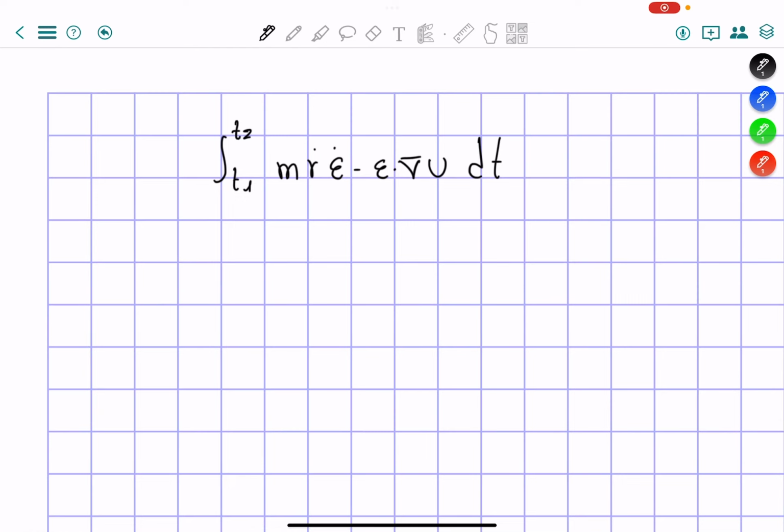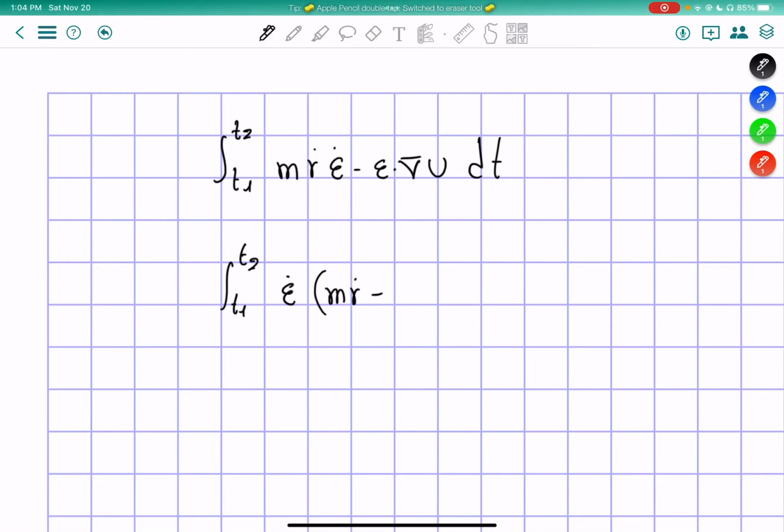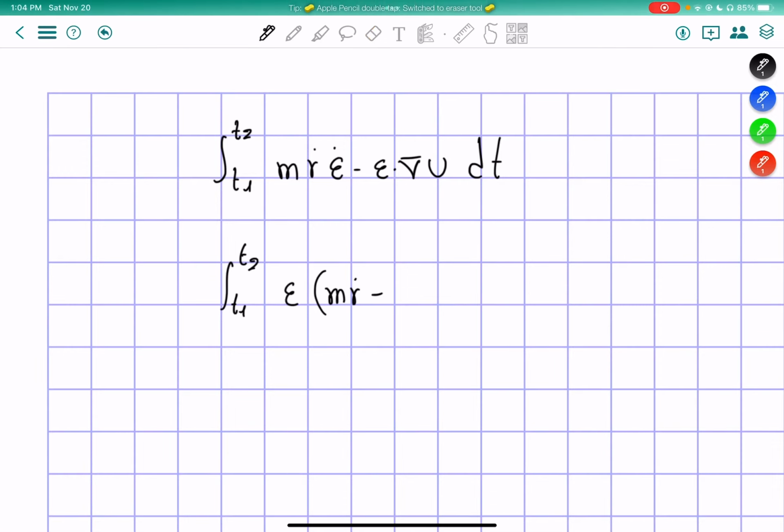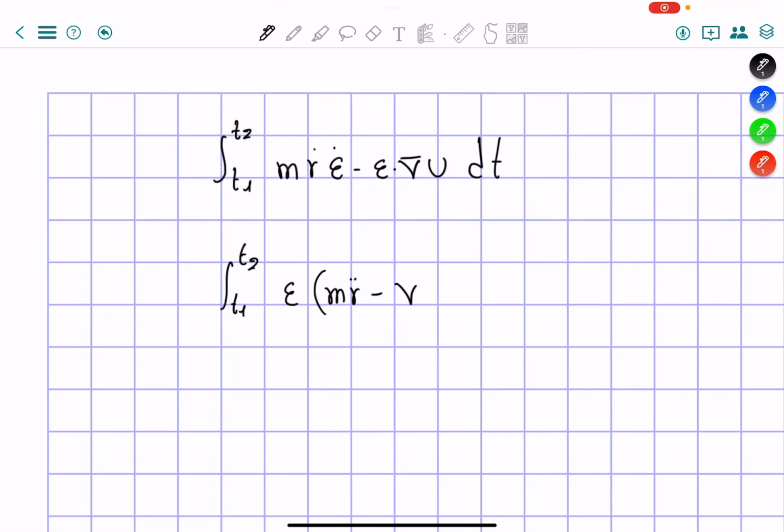And what I want to do is collect what we have in common. So the interval from t1 to t2 of epsilon dot m r dot minus, sorry, one second. Okay, here there's no dot here, sorry. I can only collect an epsilon, and I have to give the other dot to the r. So minus the gradient of u in terms of dt.